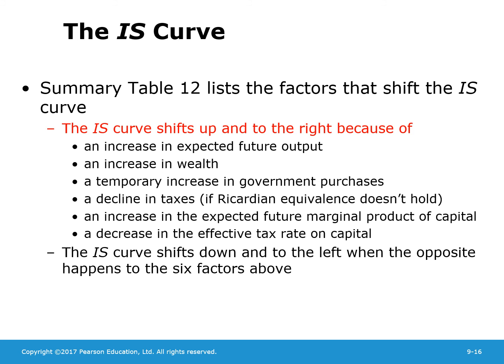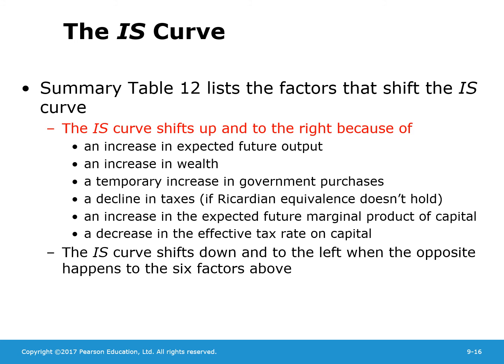First, an increase in expected future output. Why would this lead to a shift of the IS up and to the right? Because it leads to a reduction in desired national saving. Remember again from chapter 4, when people are expecting more money in the future, they consume more and save less. So this is a factor that reduces desired national saving, and hence it will lead to a shift of the saving curve to the left. And as this will be the same as the figure we just saw in the previous slides, this will lead to a shift of the IS curve up and to the right.